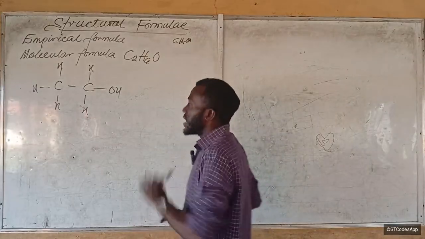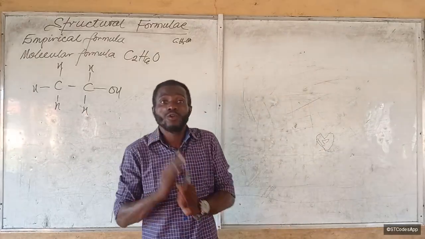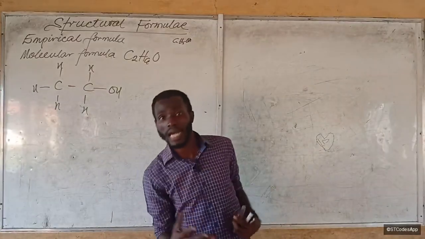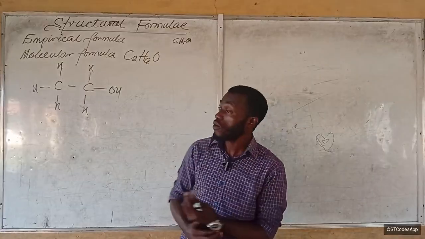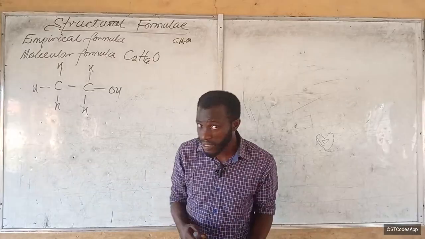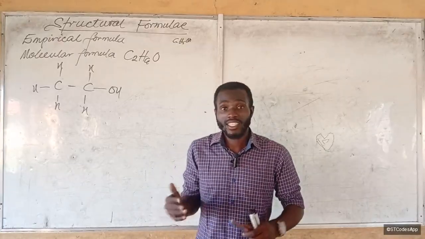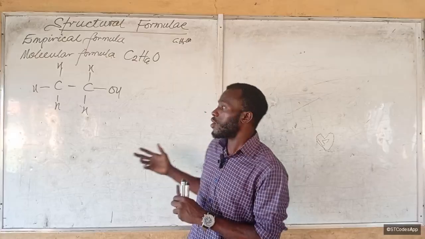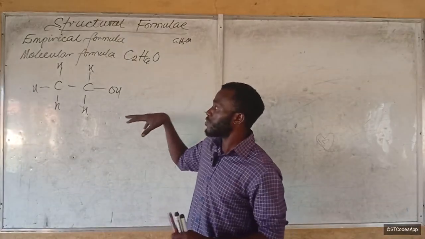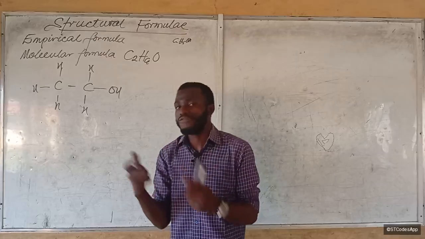Albeit, the limitations are the fact that it doesn't tell us the actual orientation in space, the spatial arrangement of these atoms around the carbon atom, and also the existence of isomers. The existence of isomerism or isomers also makes it confusing to tell the difference between two molecular formulas.